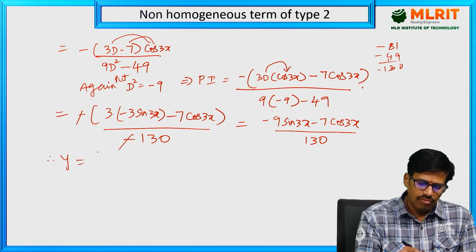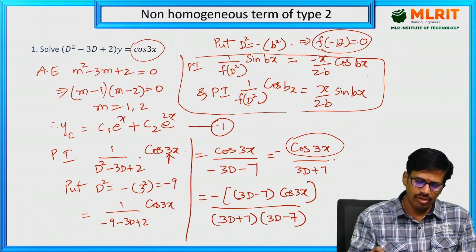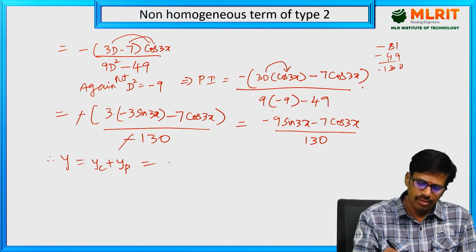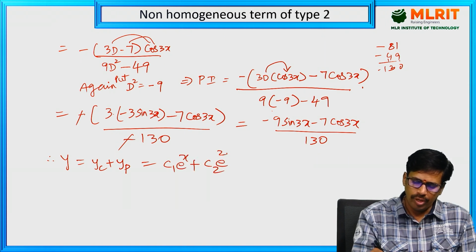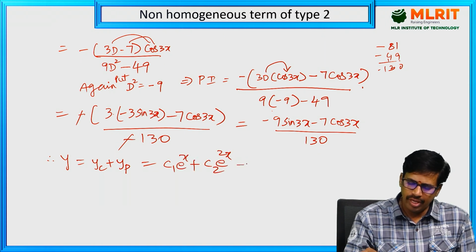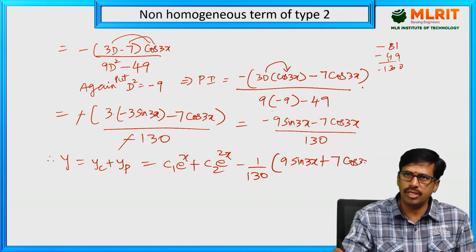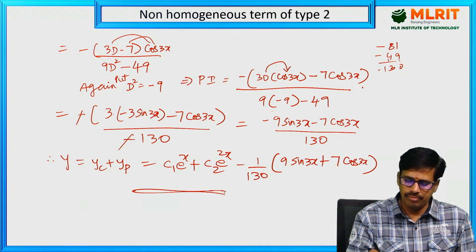Therefore y is equal to yc plus yp. What is the yc we got? c1 e power x plus c2 e power 2x. If we take minus common, minus 1 by 130 into 9 sin 3x plus 7 cos 3x.